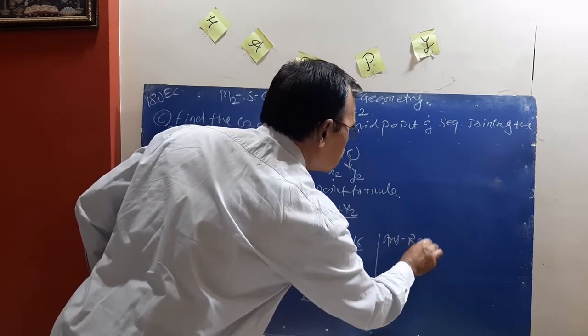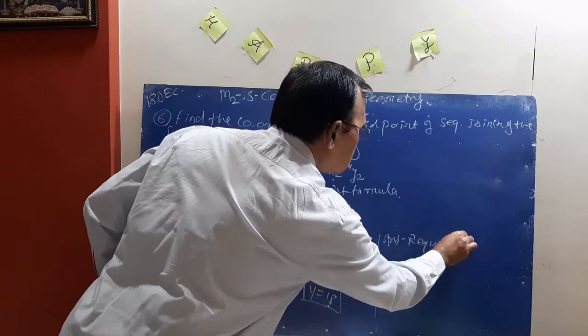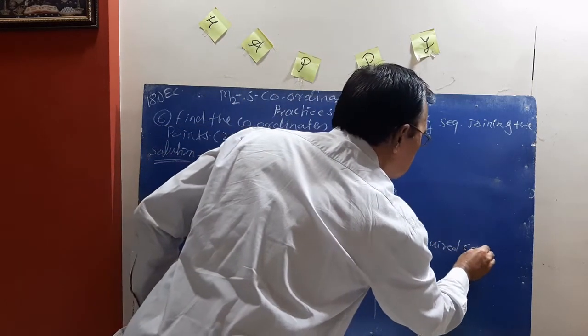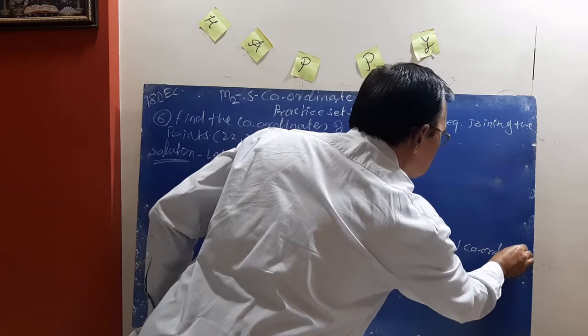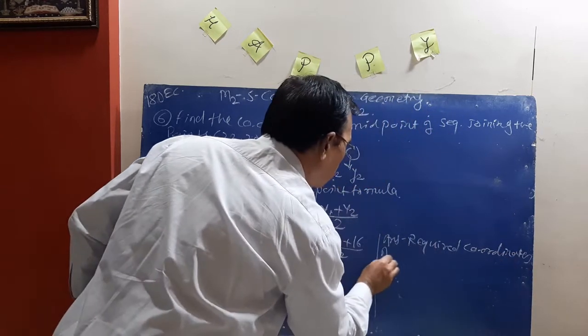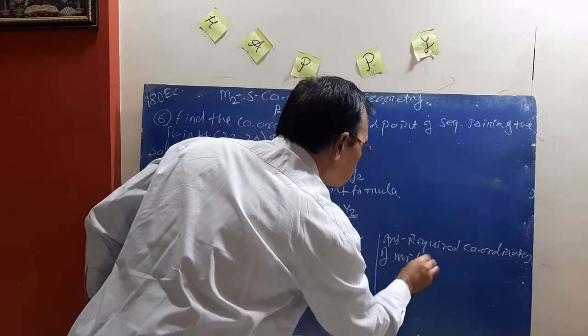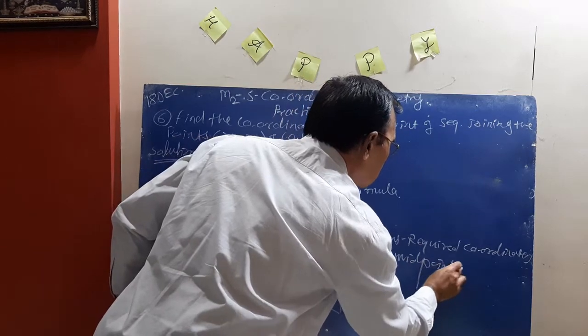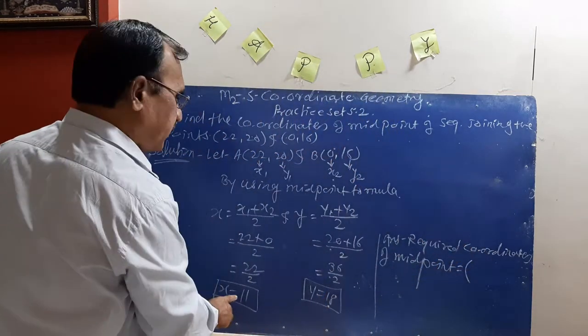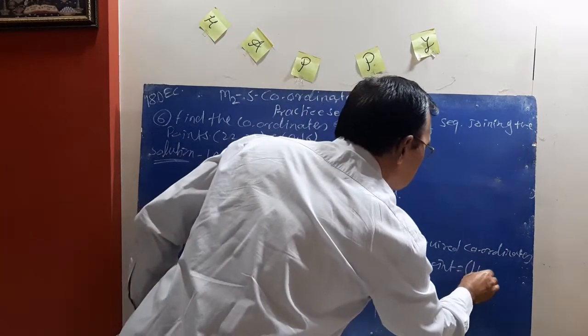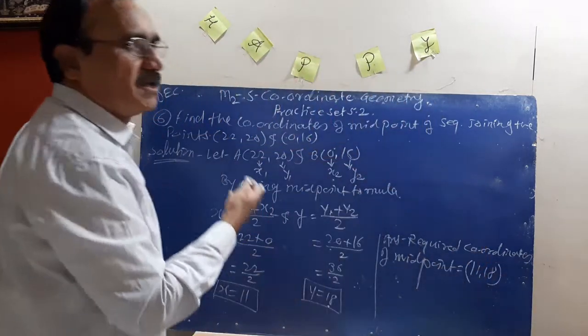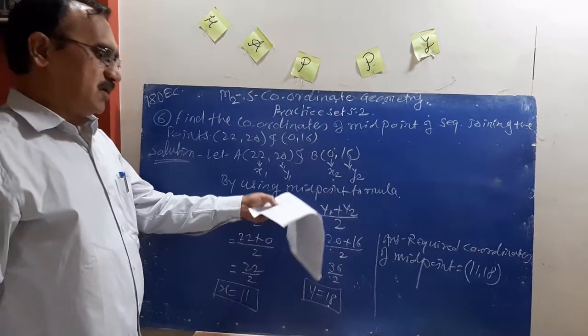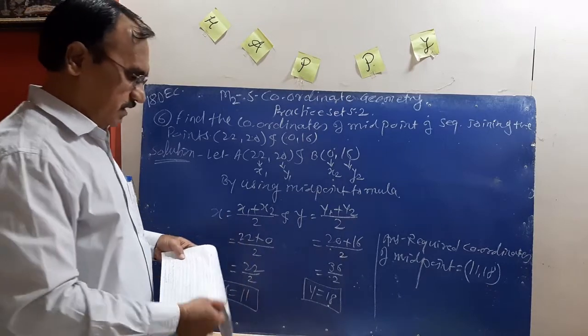The answer is: the required coordinates of the midpoint are (11, 18). Enough. Very easy formula, very easy example, very easy calculation.